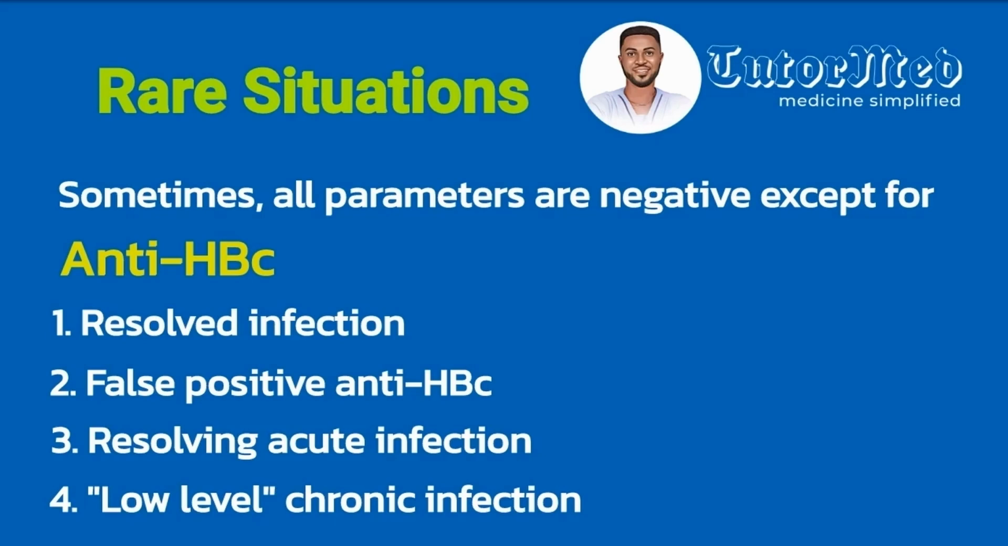For these patients, we need to do hepatitis B DNA or viral load to confirm if there are still viral particles in the system. If there are no viral particles, then it could mean that the patient has a resolved infection or has a falsely positive core antibody, or has a resolving acute infection. But if there are, then it could also mean that the patient has a resolving acute infection or a low-level chronic infection.